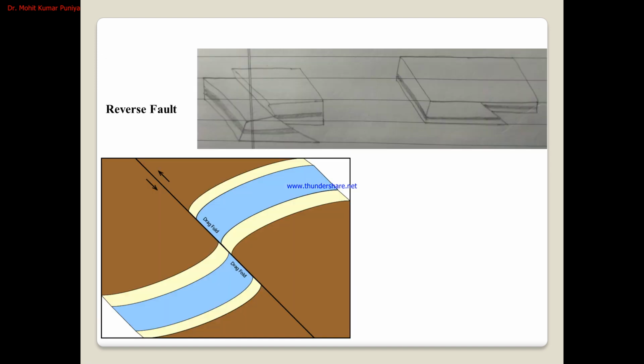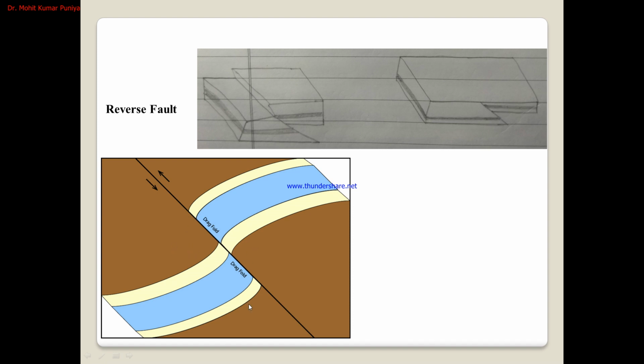Thrust faults and reverse faults are dip slip faults where we get up dip movement along a fault plane. Here this is the fault plane and this block is moving in the upward direction. This is the hanging wall block and this one is the foot wall block. So the hanging wall block is moving in the up dip direction. Reverse faults show up dip movement, which means displacement against the dip direction of the fault plane. So the hanging wall block has moved up relative to the foot wall block.